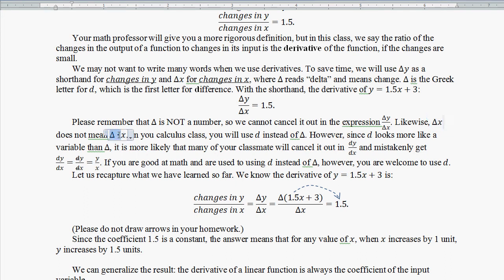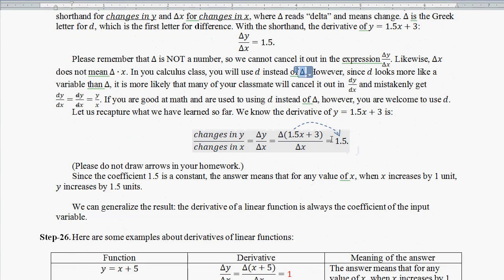In your calculus class, your professor will use d instead of delta. That's the correct symbol. But many students will take d as a variable because it looks more like a variable, right? Just to avoid that possible mistake, we're going to use delta here, okay? Because delta doesn't look like a variable. Hopefully that will help us avoid some mistakes. However, if you know calculus pretty well, then you're welcome to use d. That's fine.